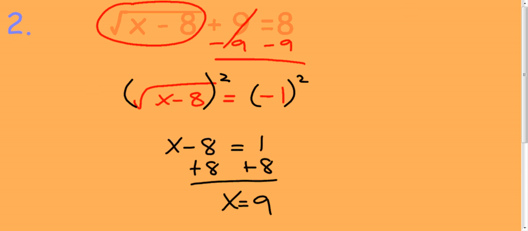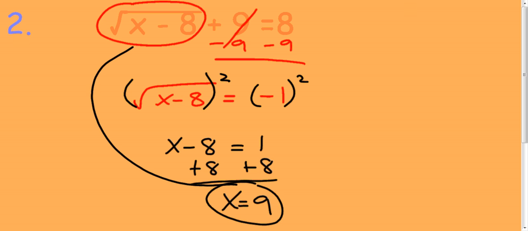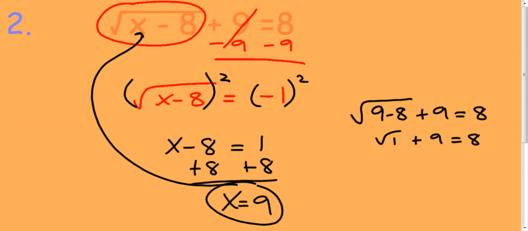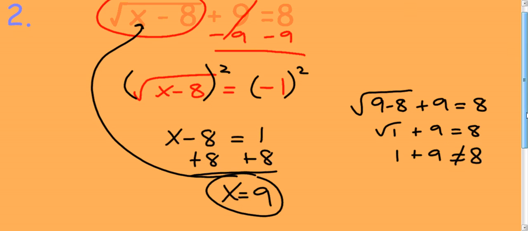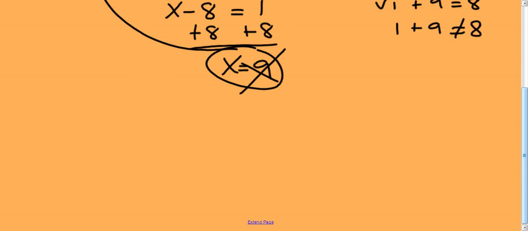But again, before you think it is, we need to check it. So I'm going to take this 9 and plug it all the way back up into my original equation and check it. So I have to decide, is the square root of 9 minus 8, plus 9, equal to 8? Well, the square root of 1 plus 9, the square root of 1 is 1, and 1 plus 9 does not equal 8. So this problem didn't check, and because it doesn't check, it actually doesn't have a solution.